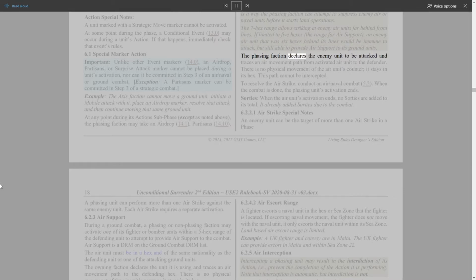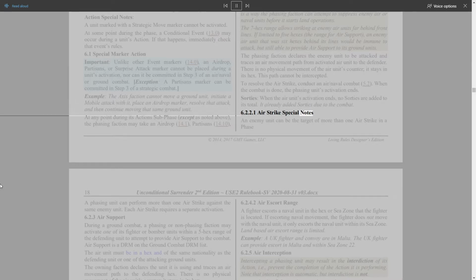The phasing faction declares the enemy unit to be attacked and traces an air movement path from the activated air unit to the defender. There is no physical movement of the air unit's counter, it stays in its hex. This path cannot be intercepted. To resolve the airstrike, conduct an air-naval combat of 5.2. When the combat is done, the phasing unit's activation ends. Sorties. When the air unit's activation ends, no sorties are added to its total. It already added sorties due to the combat.